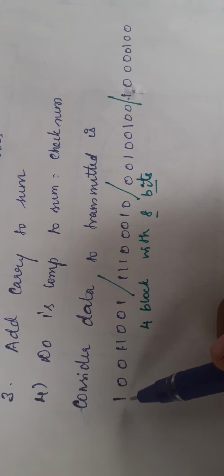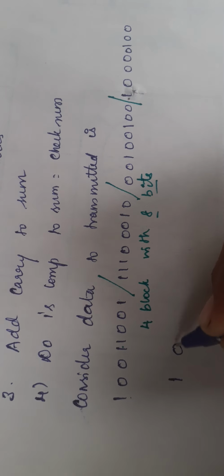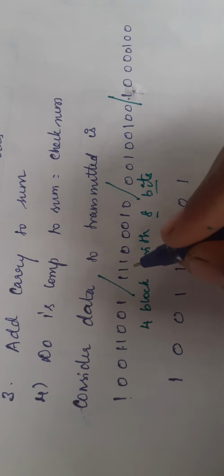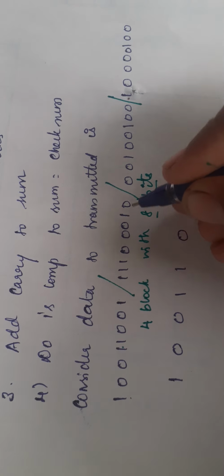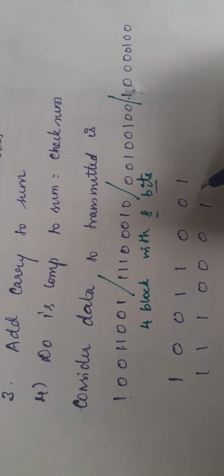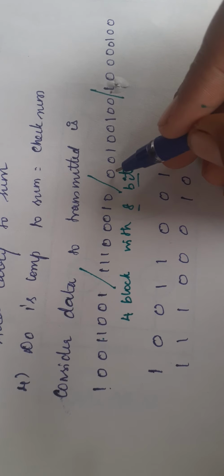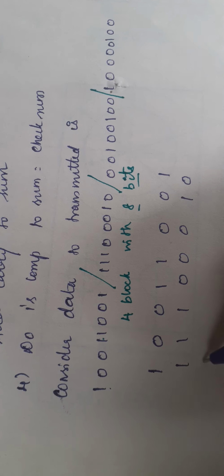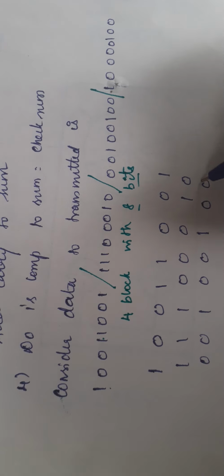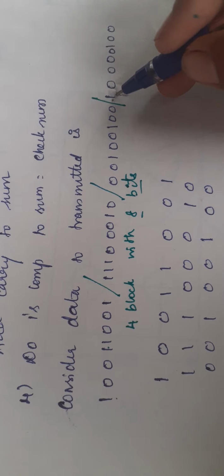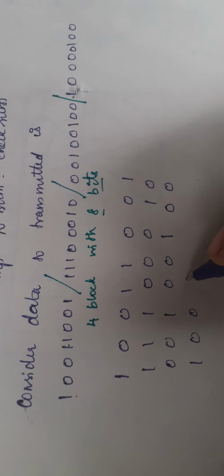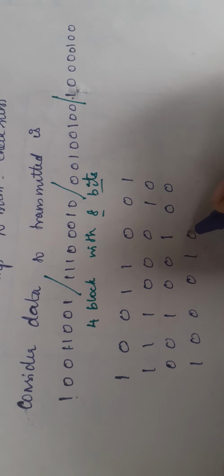So first I am writing 1 1 0 0 1 1 0 1, the first block. Second block, 1 1 1 0 0 0 1 0, 1 1 1 0 0 0 1 0. Next block it is 1 1 0 0 1 1 0 0 1 1 0. This is the third block. Fourth block it is 1 0 0 0 0 1 0 0 1.